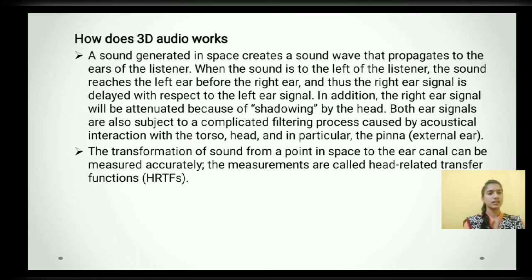The sound generated in space creates a sound wave that propagates to the ear of the listener. When the sound is to the left of the listener, the sound reaches the left ear before the right ear, and thus the right ear signal is delayed with respect to the left ear. The right ear signal will also be attenuated by the shadowing of the head. Both ear signals are also subject to a complicated filtering process caused by the acoustic interaction of the torso, head, and in particular the pinna. Transformation of the sound from a point in space to the ear canal can be measured accurately.